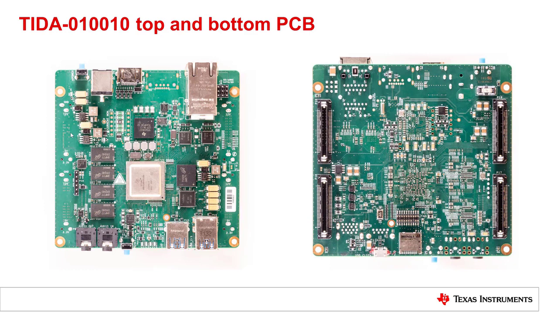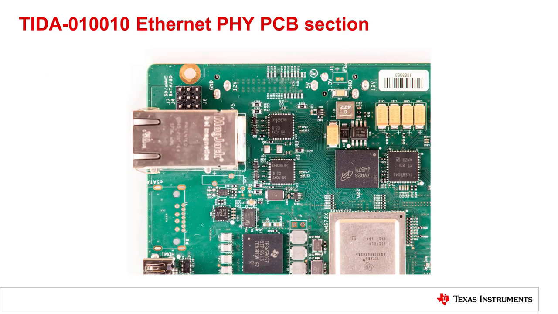This is providing the top and bottom PCB view. On the left side you see the two Ethernet MACs. On the right side you see the bottom of the PCB. Here we see the Ethernet PHY PCB section. You see here the two DP83867 Ethernet PHYs just next to the RJ45 connector.